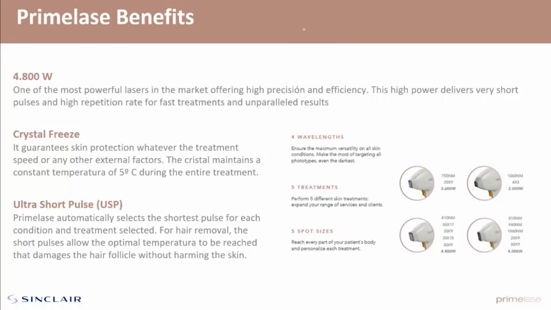This is also another one of the benefits that we have. And you can see in the picture the 4 wavelengths, 5 treatments, and 5 different spot sizes. All of this gives Primelase a lot of versatility in indication, versatility in wavelength, versatility in the spot size, and this translates also to the speed of the device to perform the different treatments. So these are the key benefits or the key messages that we are communicating as marketing.